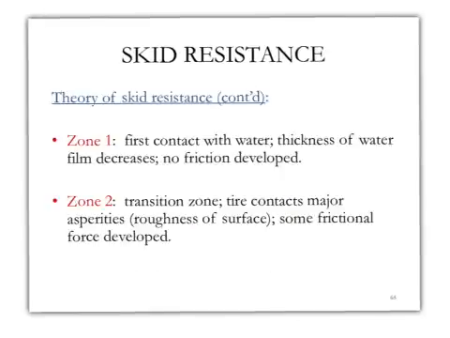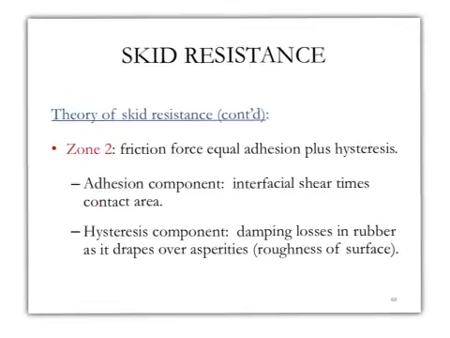Zone 1, basically, is going to have the first contact with water. The thickness of the water film decreases and typically no friction will be developed. This is zone 1. Zone 2 is more or less a transitioning zone where the tire contacts major asperities, or the roughness of the surface. So you will see and experience some frictional force developed at zone 2. Also at zone 2, since it's a balanced zone, the friction force would be equal to the adhesion plus the hysteresis.